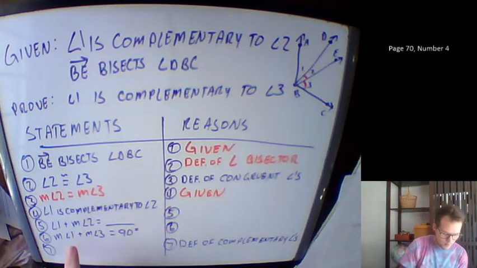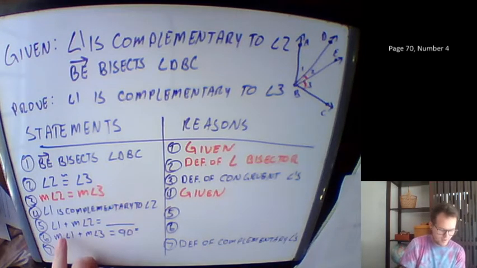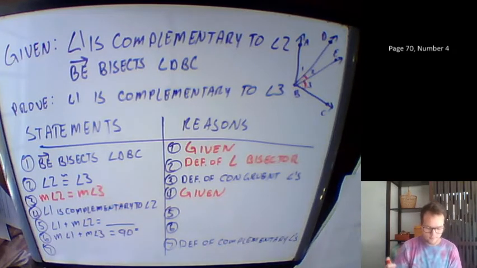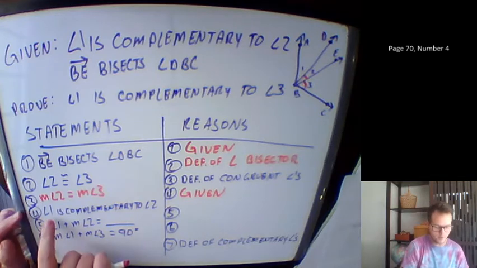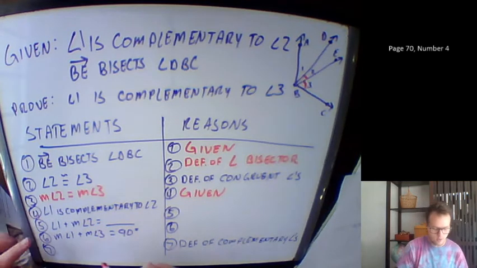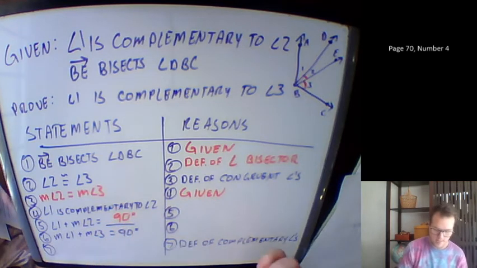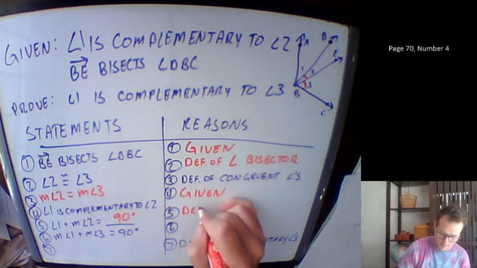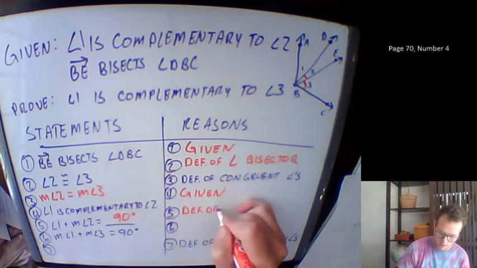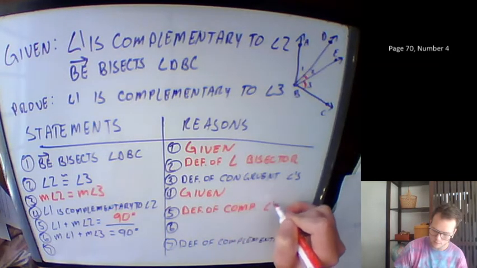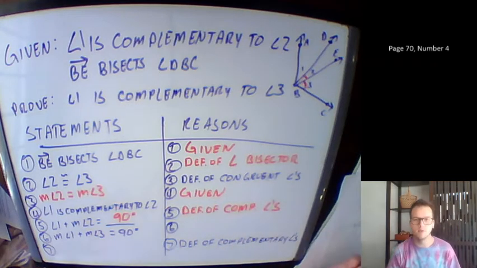Okay, number 4. Nope, that was number 4. Number 5. Angle 1 plus the measure of angle 2 equals blah. Well, we need to fill that in. That's our job. So looking at step 4 right above, we know that angle 1 is complementary to angle 2. So that means angle 1 plus measure of angle 2 is 90 degrees. And how do we know that? It's just going to be definition of, and I'm going to abbreviate, complementary angles. Definition of complementary angles.